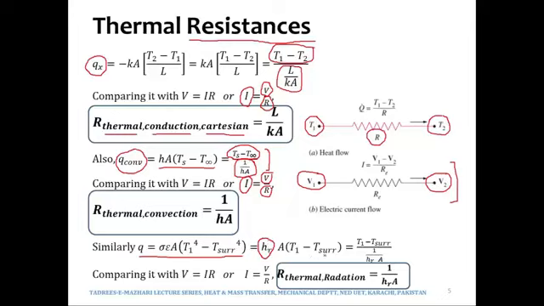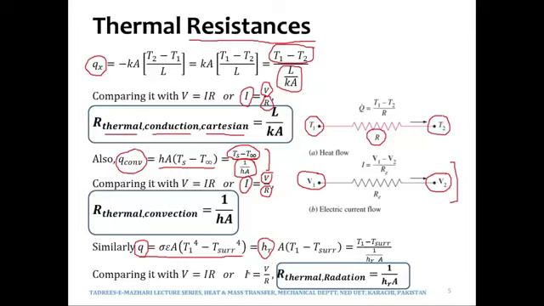If we then write this equation in the same form, which form? Keeping ΔT in the numerator and taking the rest of the parameters in the denominator, we will write it in this way. And then if we compare it with V is equal to IR or I is equal to V over R, the quantity that flows in the electrical circuits is the current, whereas the quantity that flows in the thermal circuits is the Q.